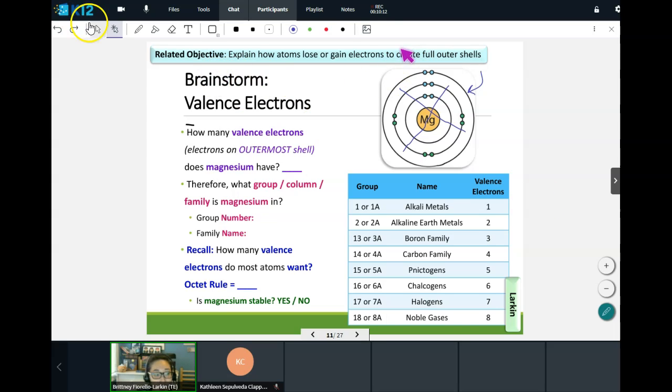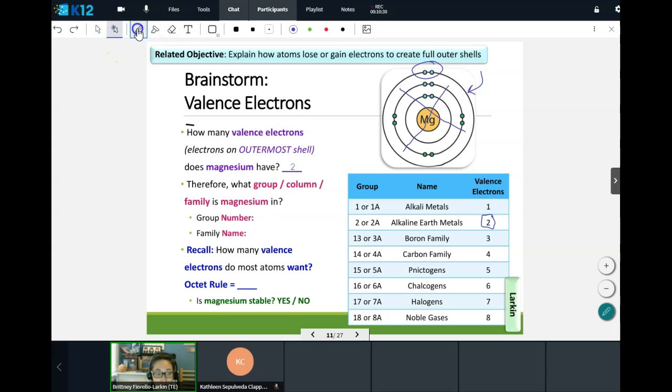Malin, yeah, you should easily be able to count 1, 2. So there are 2 electrons right here for magnesium. Magnesium has 2 valence electrons. Let me drag this over here. Beautiful. Now, that being said, if we know it has 2 valence electrons, then what group number is it in?